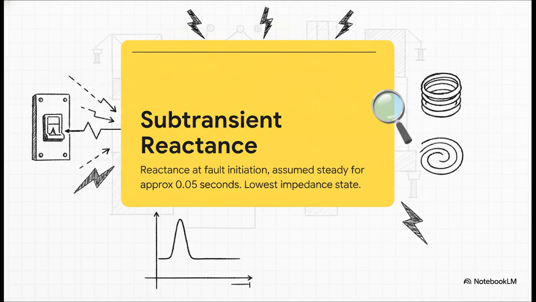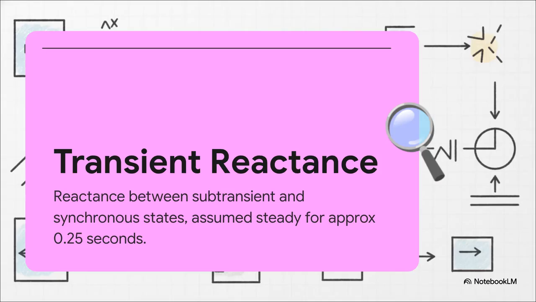According to IEEE standards, this first stage is called the subtransient reactance, or X''D. At this exact moment, the machine presents the absolute lowest impedance it can possibly offer. And since the impedance is basically bottomed out, you get hit with the highest, most dangerous fault current. This happens the very instant the fault initiates and holds steady for just the first 0.05 seconds. It's a massive spike. But the generator doesn't stay in that state for long.